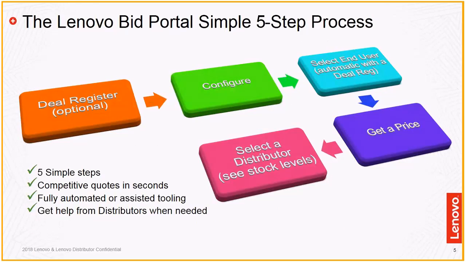This is the Lenovo Bid Portal simple 5-step process. The first is to request a deal registration. The second is to add, configure, and product. Then you will have to select end user and get a price. The final step is to select a distributor and a reseller.